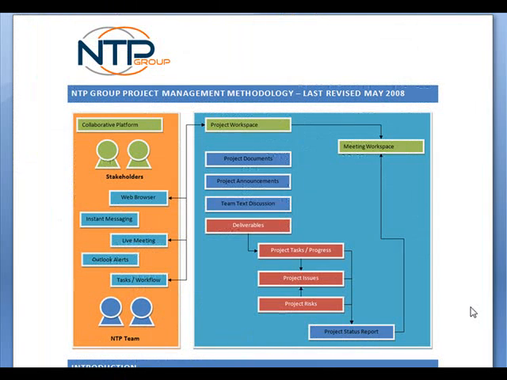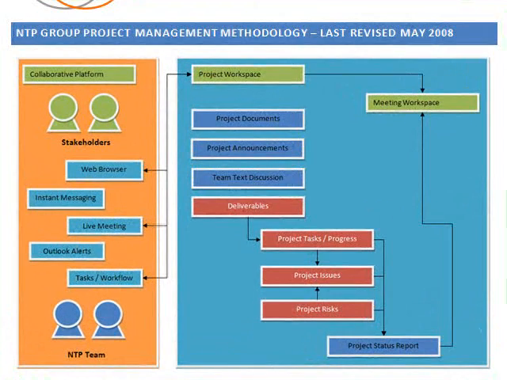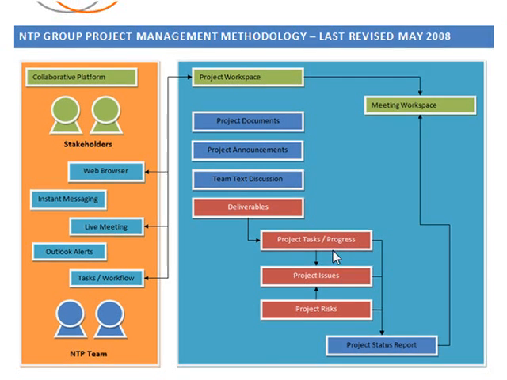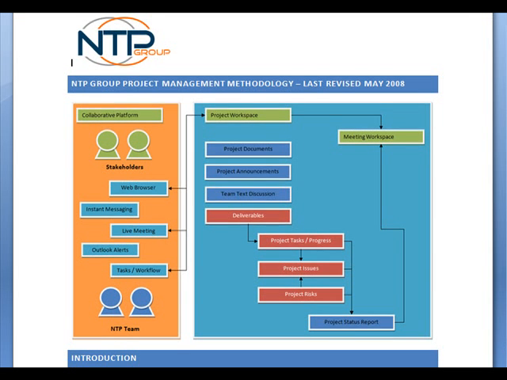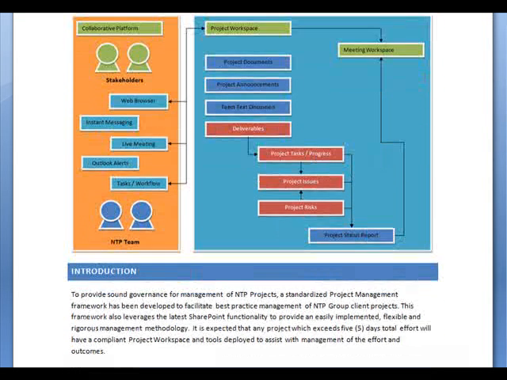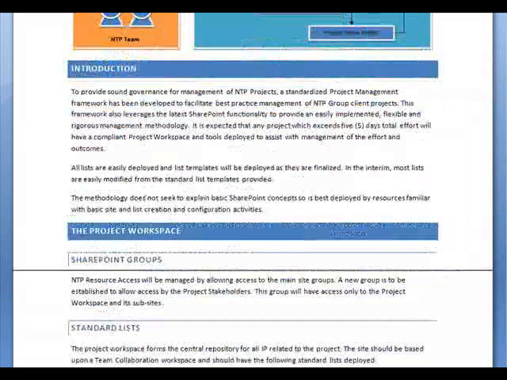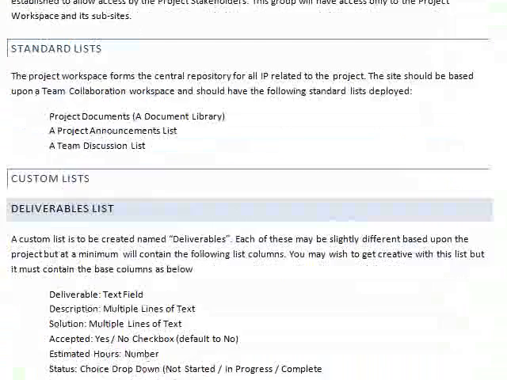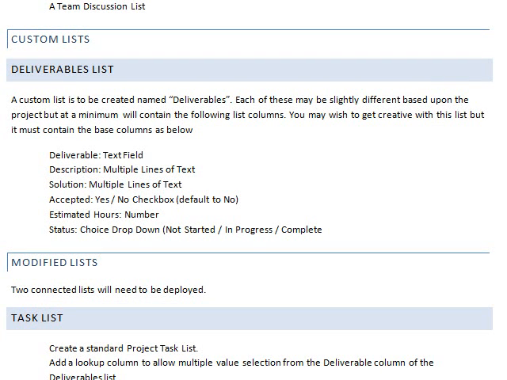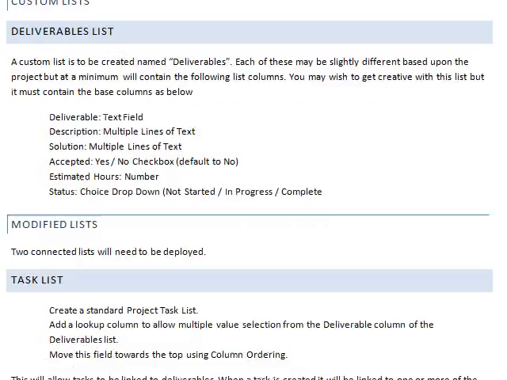A brief run through of our project management methodology document will show that we've tried to keep the documentation as succinct as possible, but have enough detail to ensure that there's good governance for the project. You'll note that right up the top here we have a section which describes the project workspace and the various tools that will be used throughout the life of the project. We discuss the workspace, the groups, some custom lists, deliverables lists if there's still some analysis to go on as a part of the project implementation.